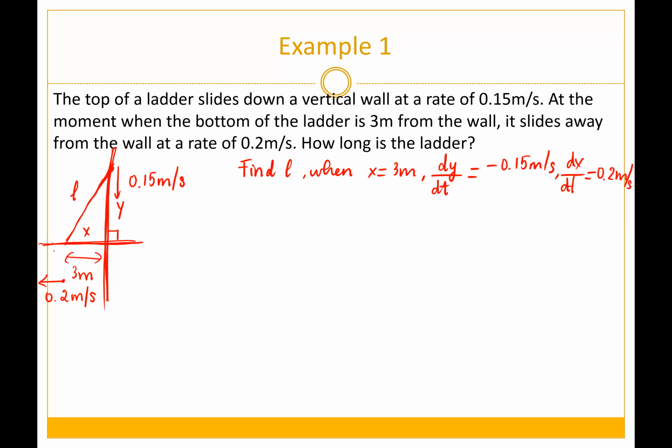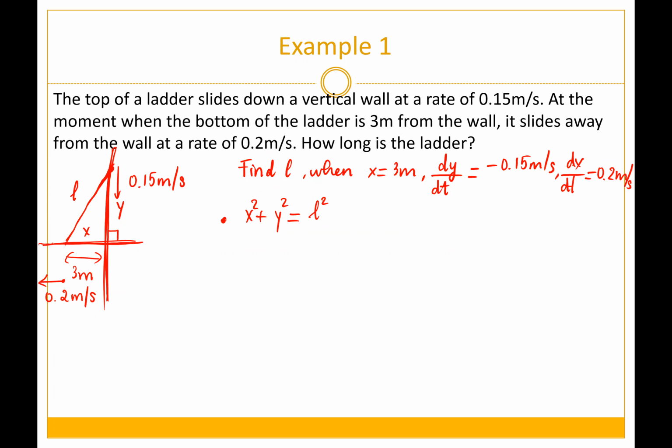Now let's find what we have. So initially, the relationship between them is x squared plus y squared is equal to L squared. Now, the first thing we should try is to see if we can use the Pythagorean theorem to find this. I have a feeling that we're not going to be able to, because we're missing some quantity here. But let's see how it goes.